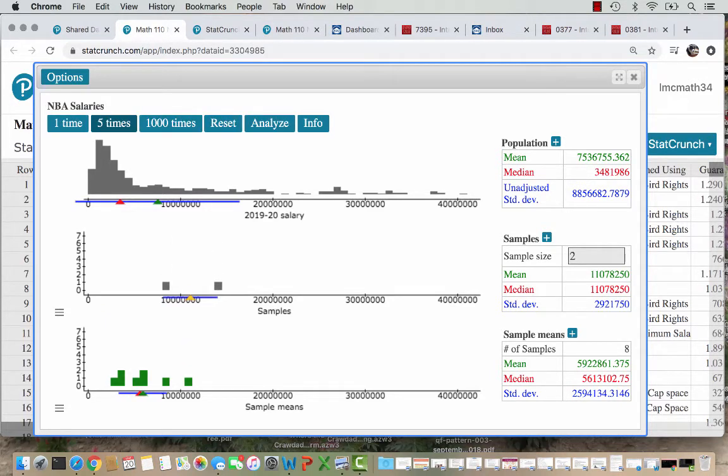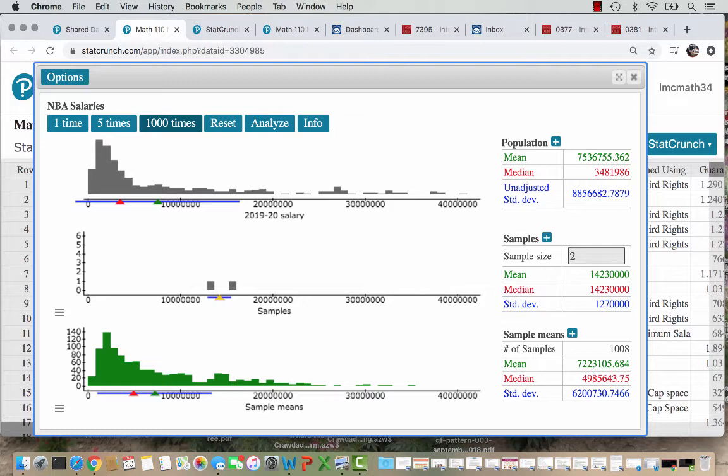So down here, we've built up a graph of the sample means with many different samples of size 2. If we want to speed up our simulation, we can go ahead and click 1,000 times. And our graph at the bottom shows what the sample means would look like after 1,000 samples, where each sample has 2 different player salaries.